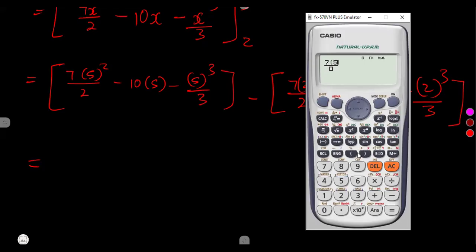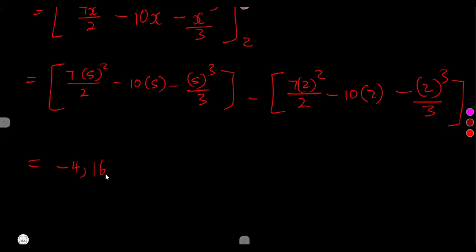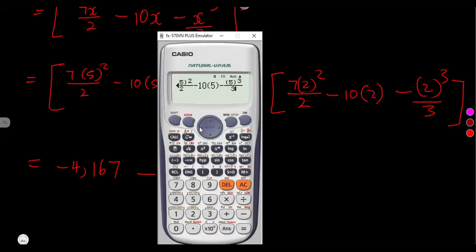7 into 5 to the exponent of 2 over 2, minus 10 into 5, minus 5 to the exponent of 3 over 3. So this gives us negative 25 over 6, or you can have it as a decimal if you want, negative 4.167. Negative 4.167 minus the value that we are going to have here. So we're going to substitute a 2 this time in place of the 5 that we had. Just going to put a 2 there.